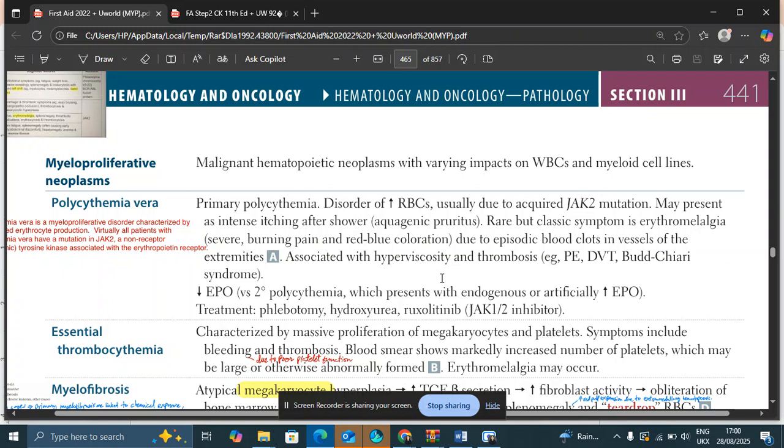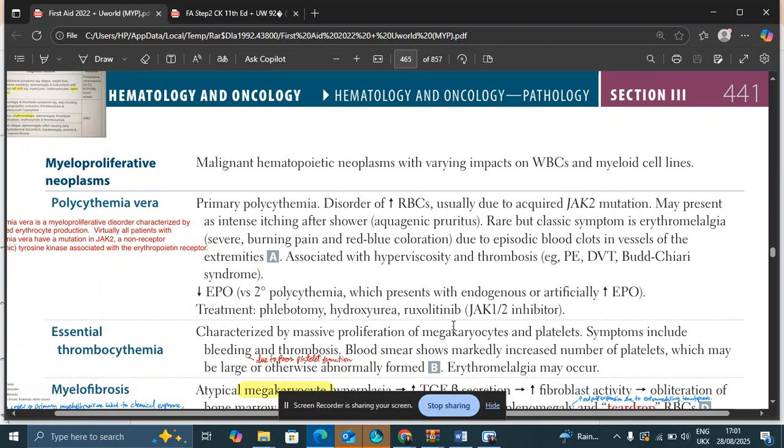Okay, and if the patient is resistant to hydroxyurea, polycythemia vera which is resistant to hydroxyurea, we give the patient a JAK inhibitor, JAK2 inhibitor, or JAK1/2 inhibitor. Example is ruxolitinib, something like that.